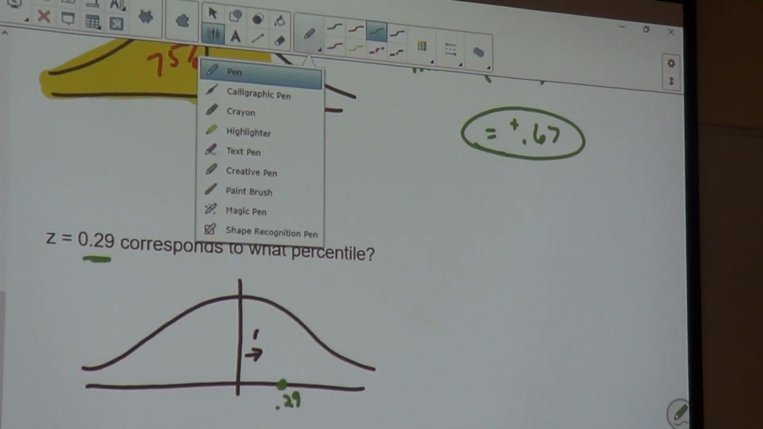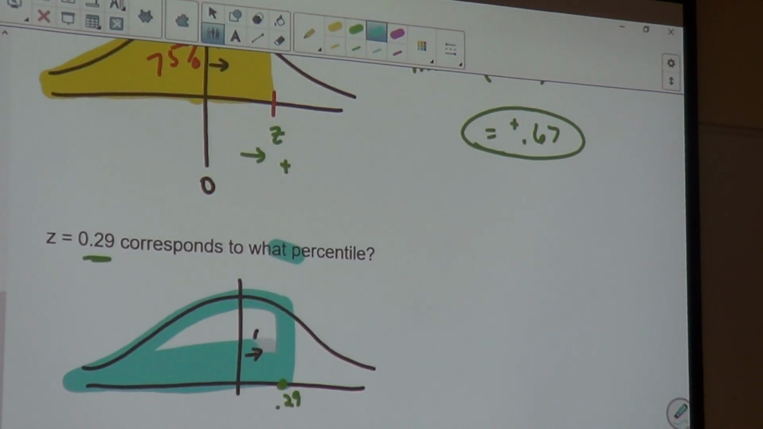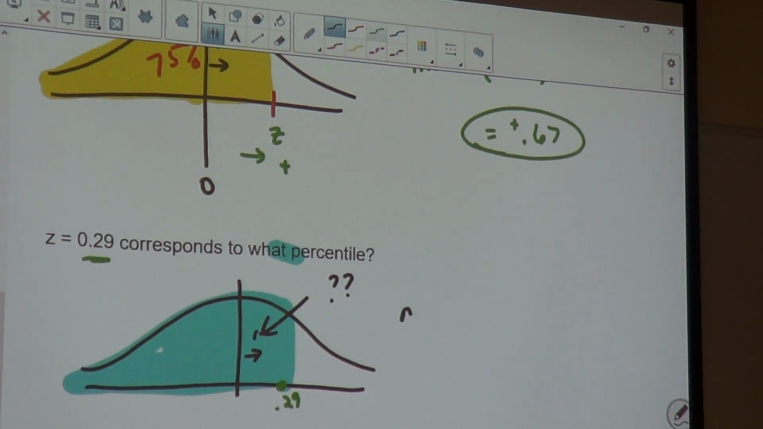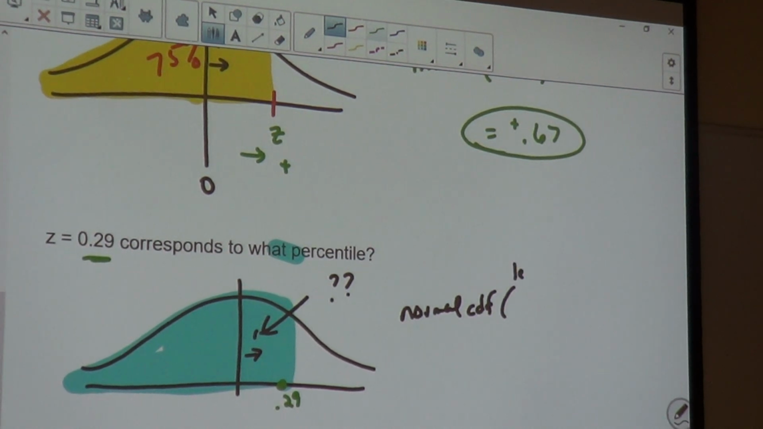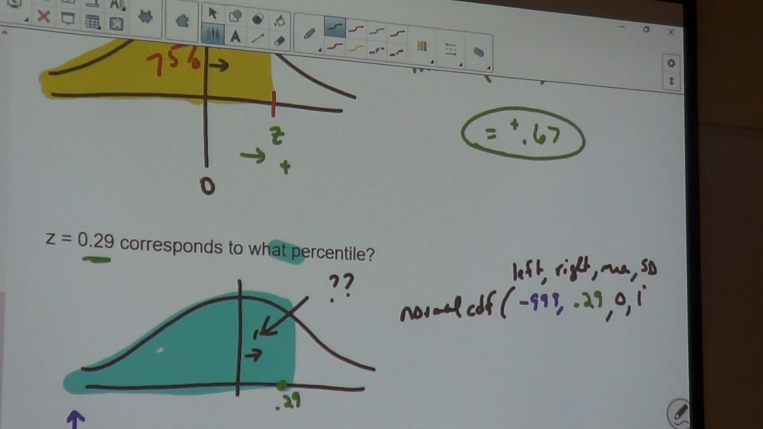And it's asking what percentile. Because we're finding this area, we're going to do the normal CDF. Which means we've got to do what's on the left, what's on the right, what's my mean, and what's my standard deviation. So what would my left be? Negative 999. What's my right? 0.29. What's my mean? And what's my standard deviation?